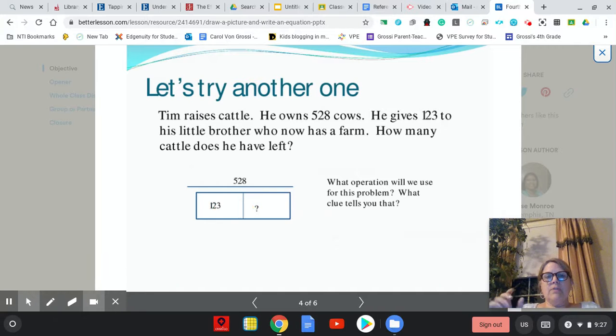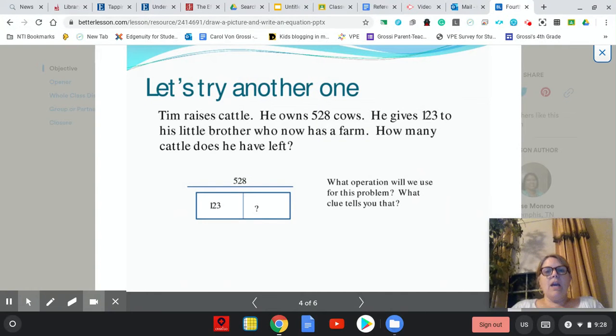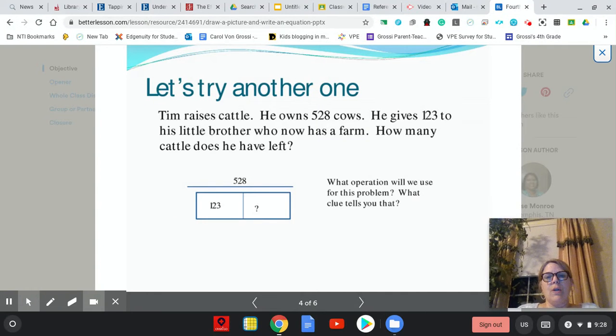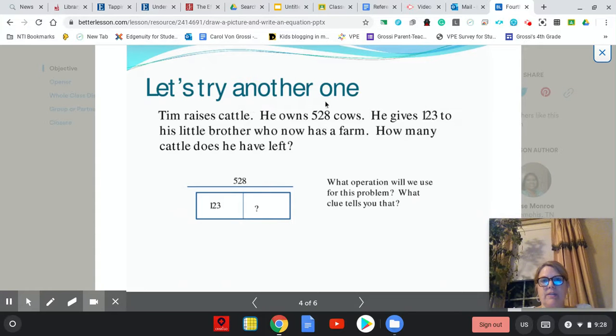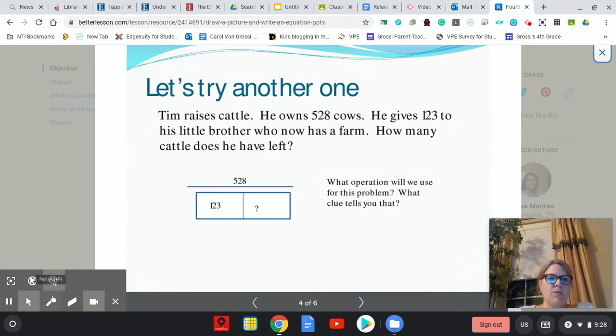Let's try another one. So Tim raises cattle. Cattle are cows, if you didn't know that. He owns 528 cows. So cows and cattle are the same thing, okay? He gives 123 to his little brother, who now has a farm. How many cattle does he have left? Okay, so your first thing you want to do is sort of look for those keywords that are going to help you know what function to perform. And here it is. How many does he have left? What does that tell you?